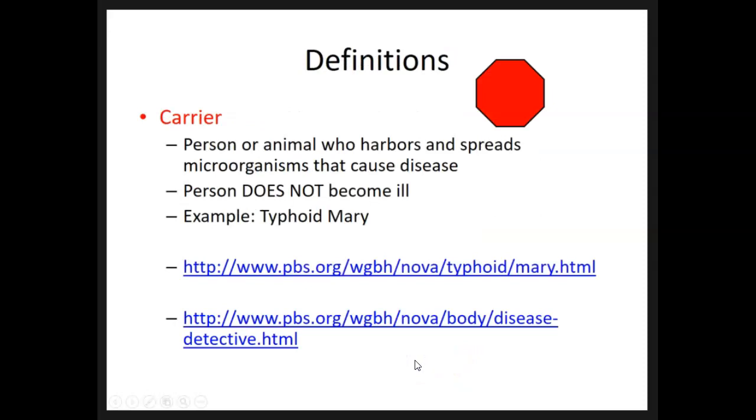This chapter is mostly about learning terms. A carrier is a person or animal who harbors and spreads microorganisms that cause disease. The person does not become ill. An example would be Typhoid Mary, and this is such an interesting case. I put a link here for us.